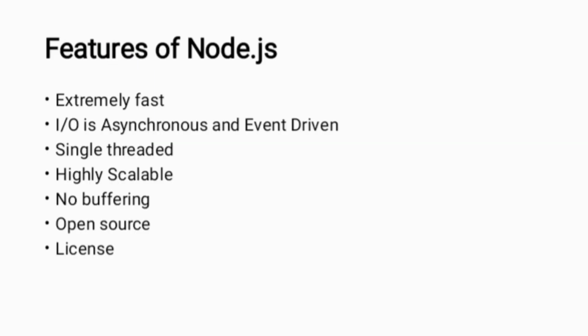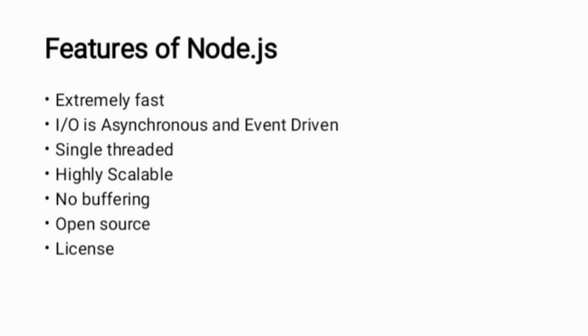Let's see some important features of Node.js that make it the first choice of software architects. Extremely fast. The Node.js library is very fast in code execution. Next, input output is asynchronous and event driven.